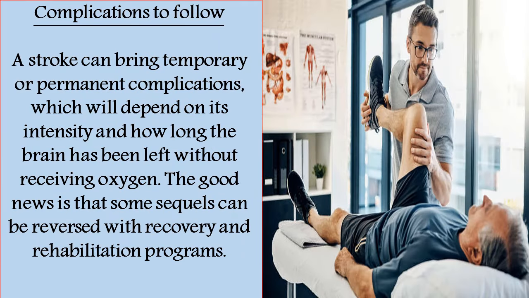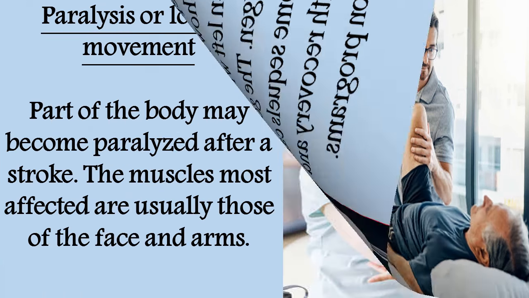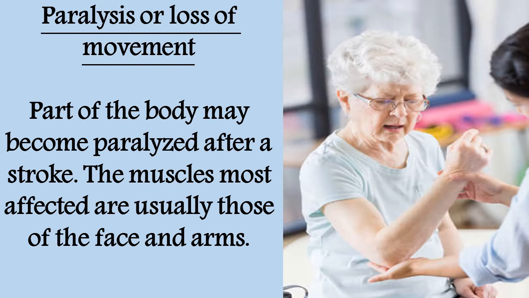Complications to follow. A stroke can bring temporary or permanent complications, which will depend on its intensity and how long the brain has been left without receiving oxygen. The good news is that some sequels can be reversed with recovery and rehabilitation programs. Paralysis or loss of movement. Part of the body may become paralyzed after a stroke. The muscles most affected are usually those of the face and arms.